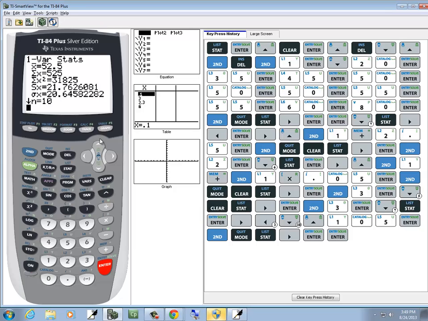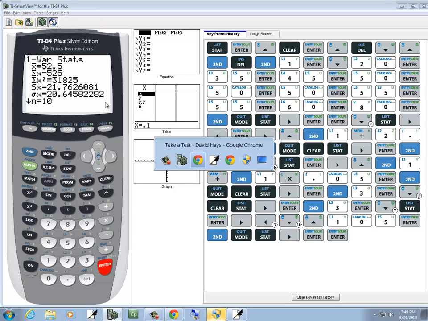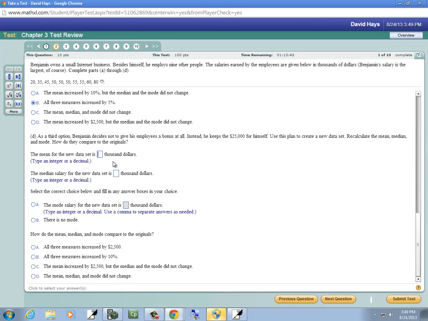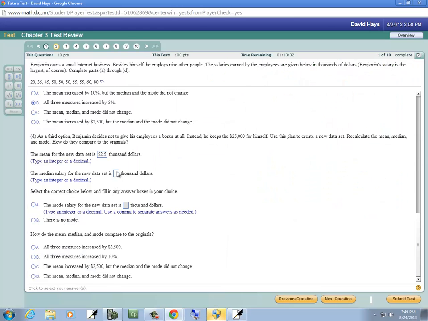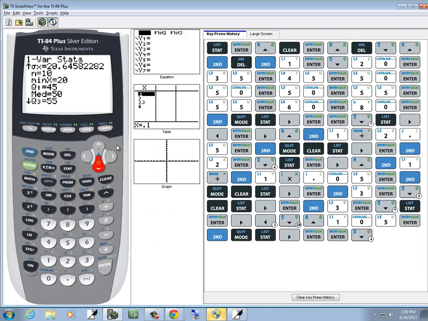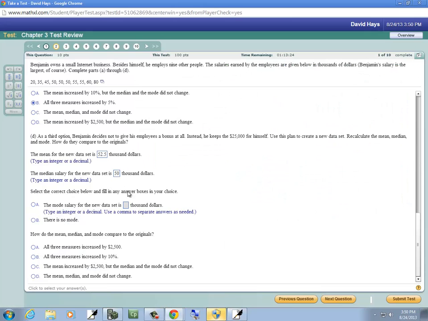Interesting. X bar is 52.5. So I come over here. This is 52.5. Median, if I down arrow, median is 50. That's different. Some of these other ones, they were all the same. Mode, the one that occurs the most often. Well, that hasn't changed. See how 50 occurred 3 times here? So that'll still be your 50.